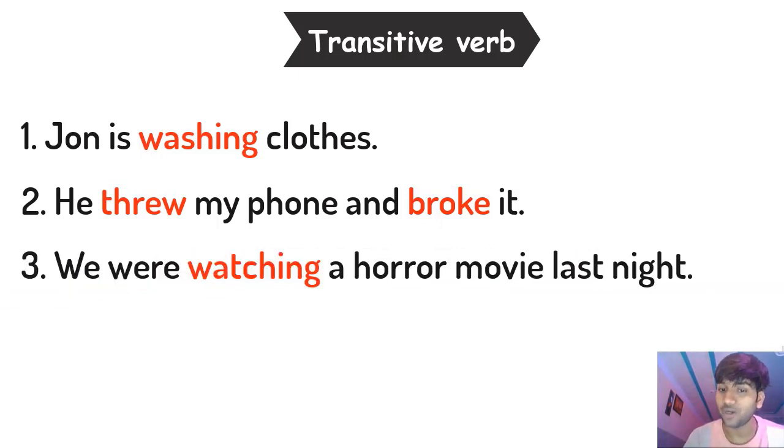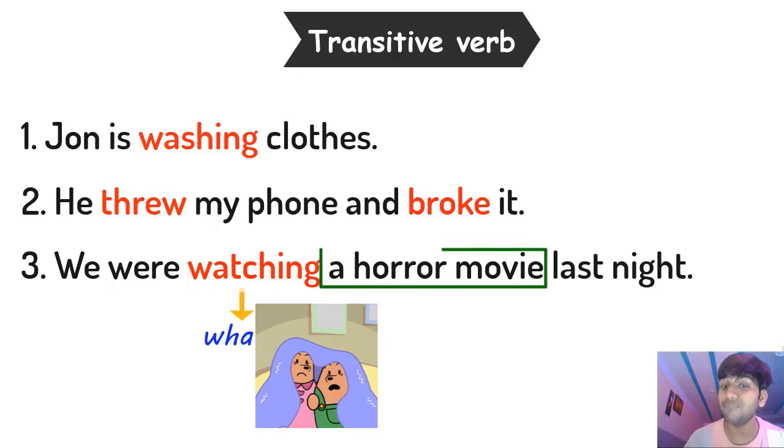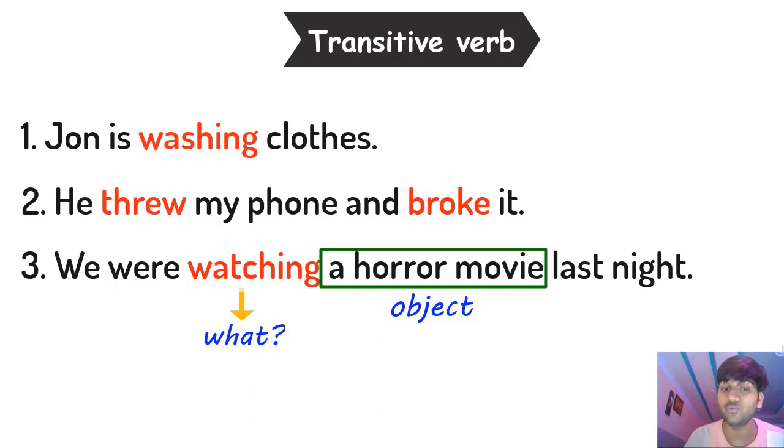We were watching a horror movie last night. We were watching what? A horror movie. So we were doing something. You can watch something, right? That is the object of the verb watch. We were watching what? A horror movie. This is the object of the verb watching. So watch here is a transitive verb, right?